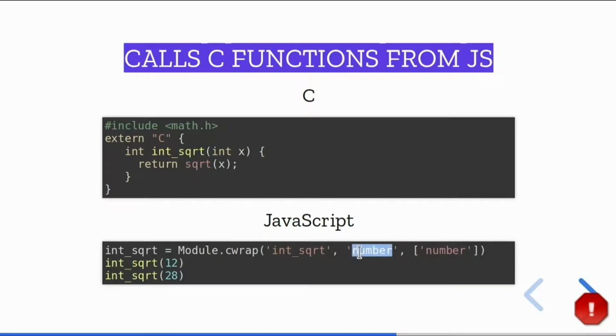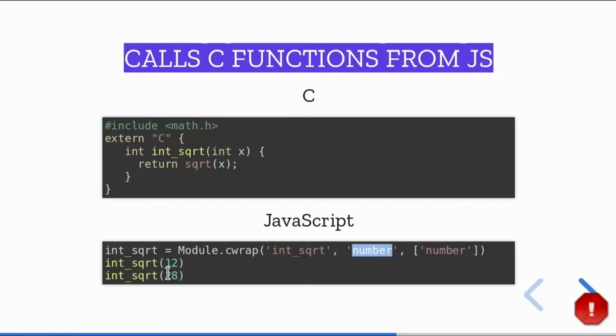The parameters are: you name the C function, which in this case is square root. Then the second parameter is the type of the value that you want to get. In this case, since it returns an int in C, you just specify in JavaScript that you will get a number. And then you pass any parameters that your function requires. In this case, it requires just one number, so that's why you pass an array with one number. And then you can start executing C code from JavaScript.